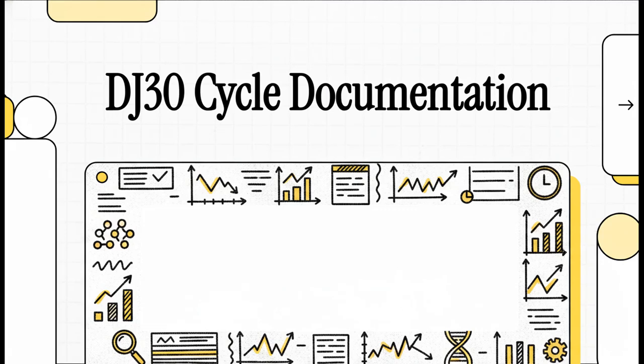All right, let's dive right in. In this explainer, we're going to walk through the documented events of a specific market cycle for the Dow Jones 30, also known as the DJ30. We'll be looking at this cycle with the ID DJ30_1_2, and we're going to view it entirely through the lens of the market DNA model.